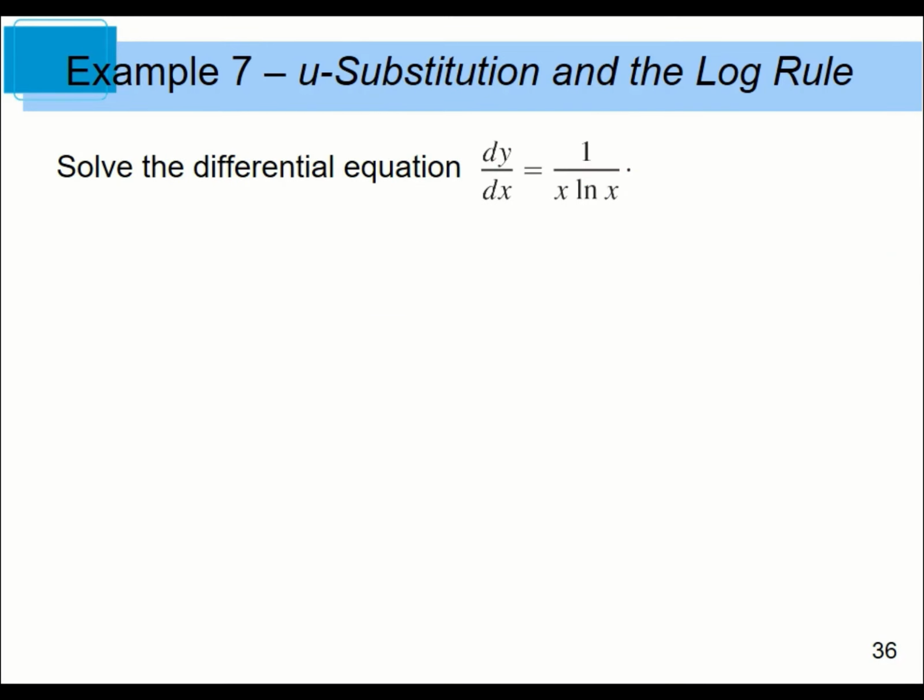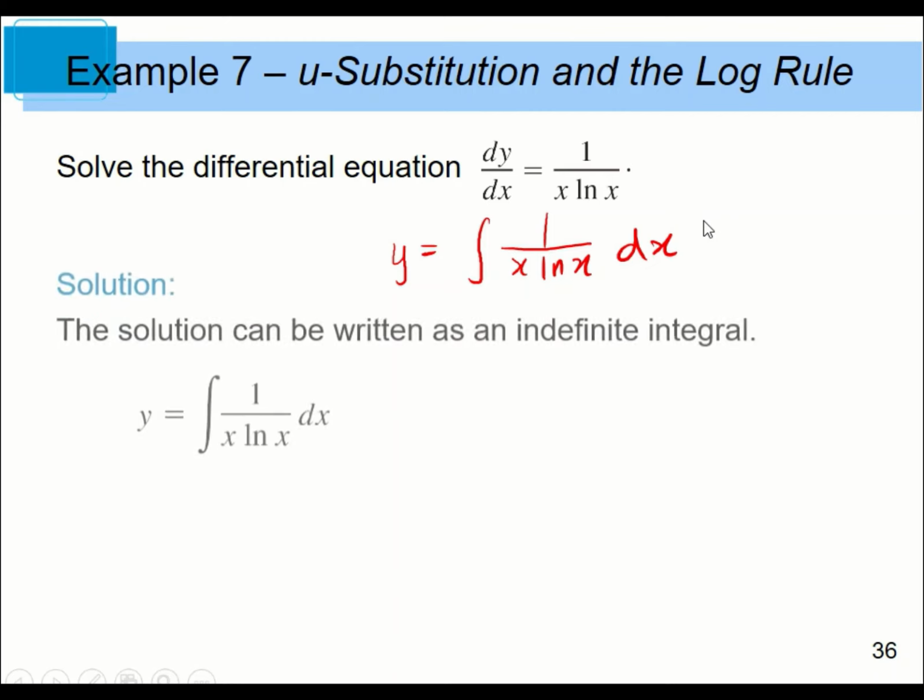So another example. Solve the differential equation dy/dx is 1 over x ln x. Now if this is dy/dx, then to find y we need to integrate this. dy/dx is this, so we integrate it to get y. We integrate 1 over x ln x dx.